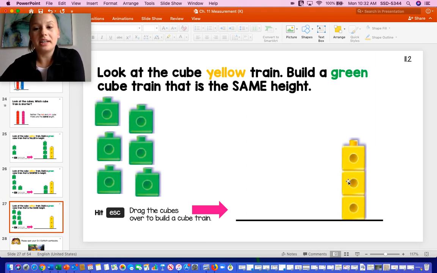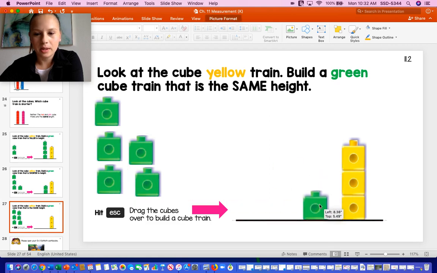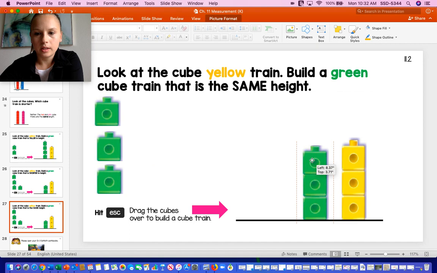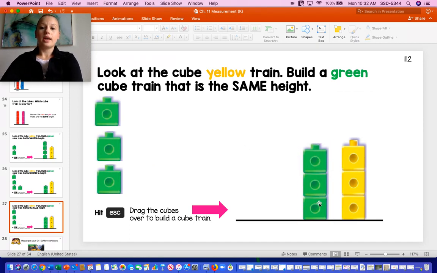So we see 1, 2, 3, 3 cubes in the yellow cube train. So if we need to make the same, how many should we put? 3. 1, 2, 3. Is that the same? Yes, right? And we know 3 and 3. 3 is equal to 3, and equal to means is. 3 is 3, so they're equal.